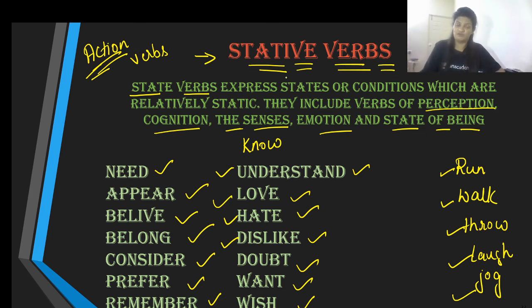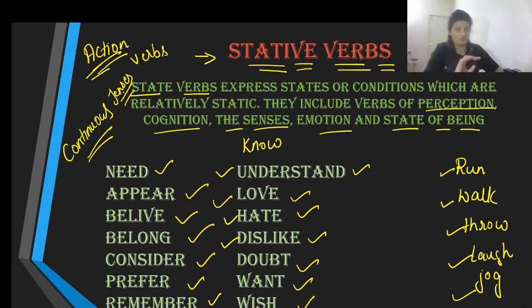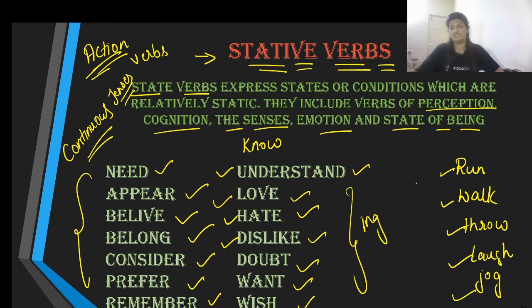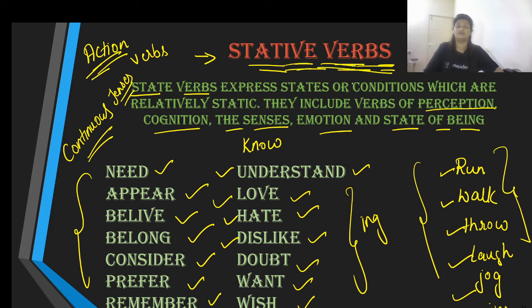And stative verbs are not used in any of the continuous tenses. That is, even in present continuous, past continuous, future continuous, or present perfect continuous, or past perfect continuous, or future perfect continuous, we do not use these verbs in ing forms. We can definitely use action verbs in ing forms. But when it comes to stative verbs, we do not use these stative verbs in ing forms. Remember this.